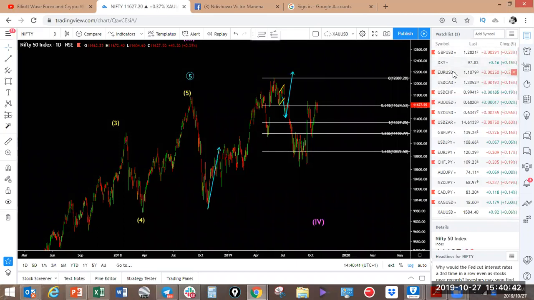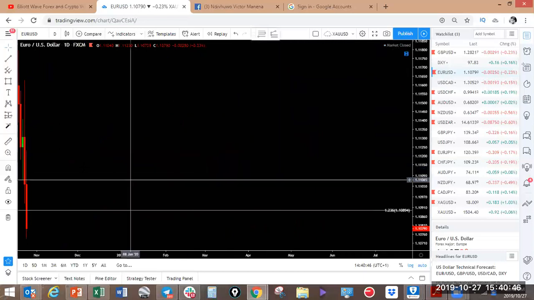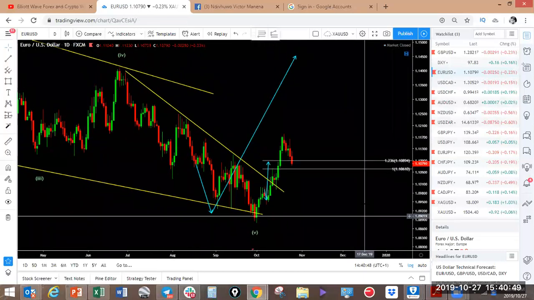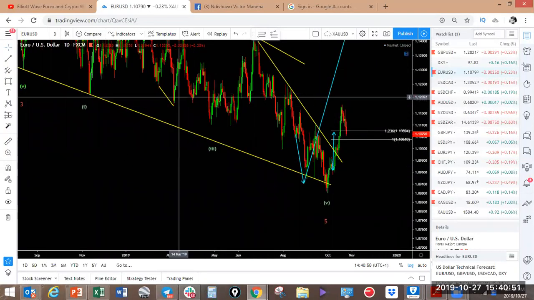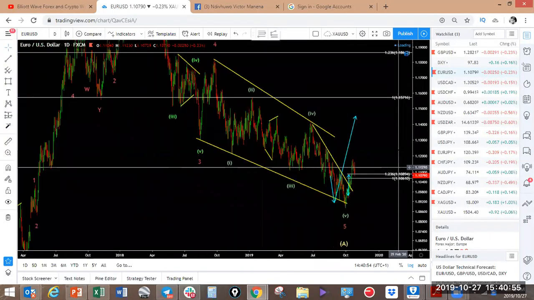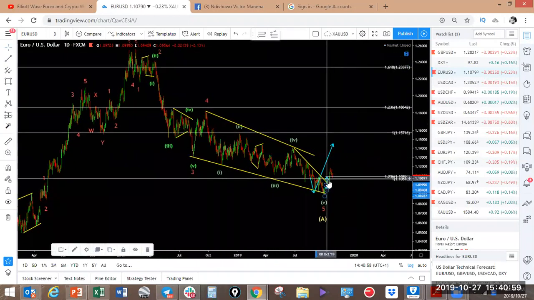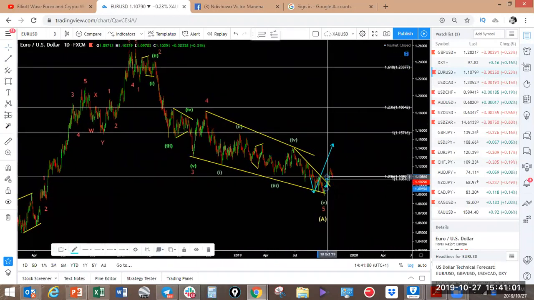All right, so now let's go into the majors, the US dollar pairs. Let's look at the Euro US dollar. Now, Euro US dollar, let's have a look at it from the daily. Euro US dollar, we are within this diagonal. We're still looking at this as a diagonal, and we looked at that diagonal to have ended with this impulsive move.